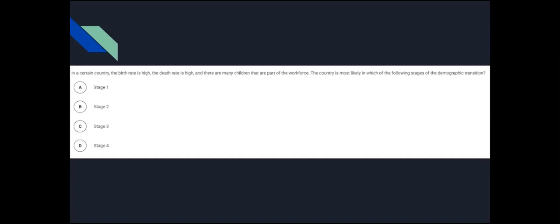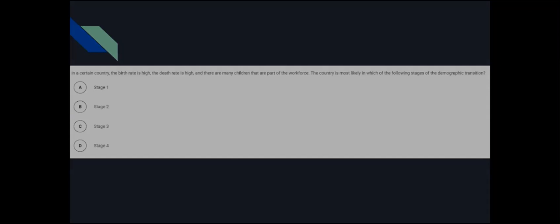In a certain country, the birth rate is high, the death rate is high, and there are many children that are part of the workforce. The country is most likely in which of the following stages of the demographic transition? Think back to the model. What stage would this country be in? If you remember from the picture, if the birth and death rate are both high, we are going to be in stage 1. Correct answer is A.